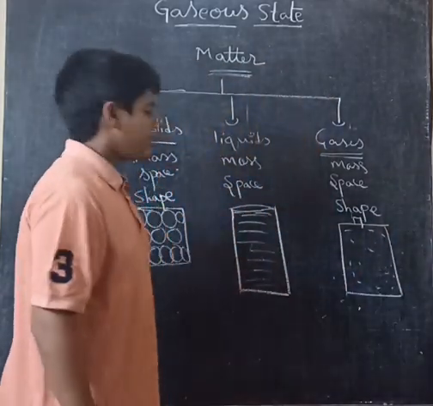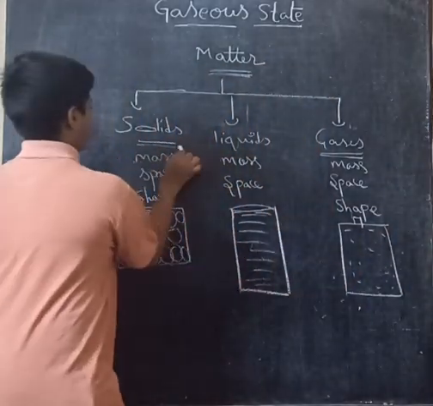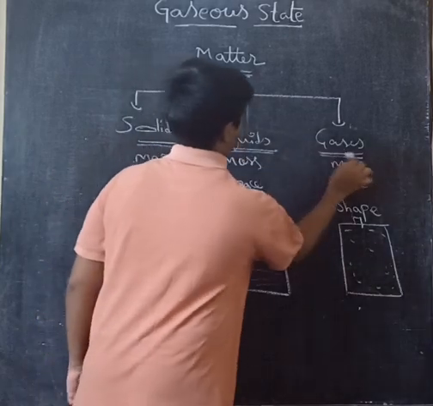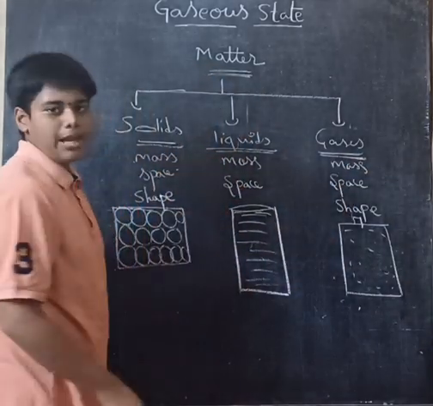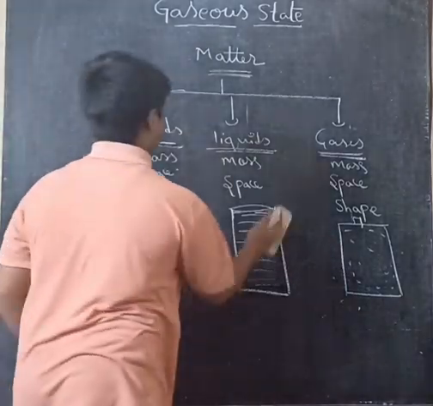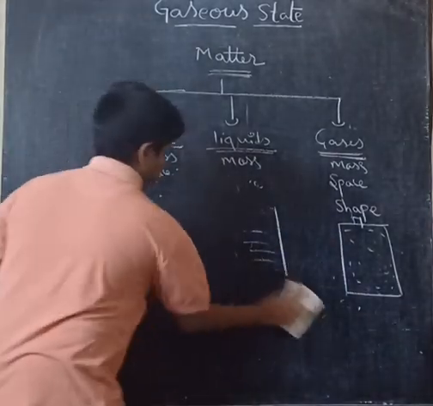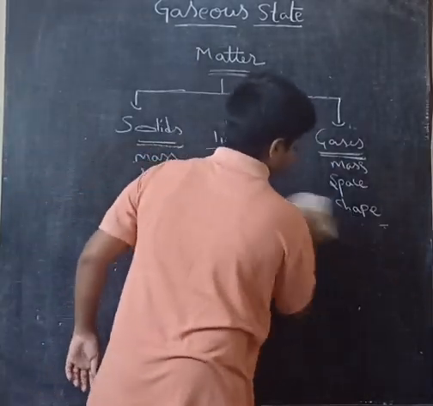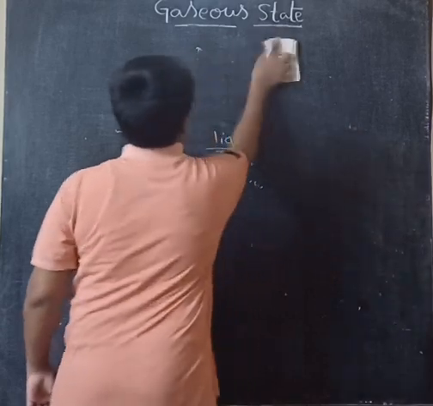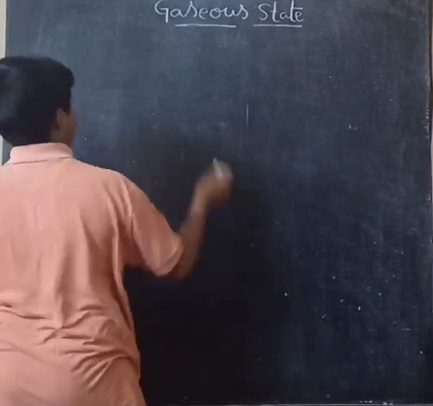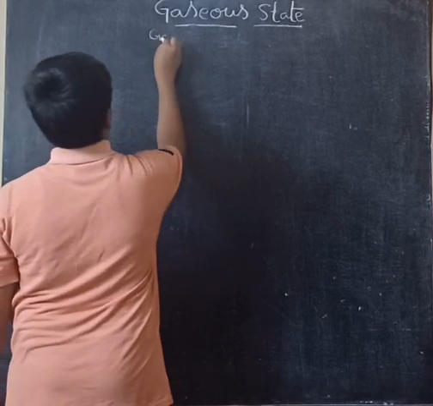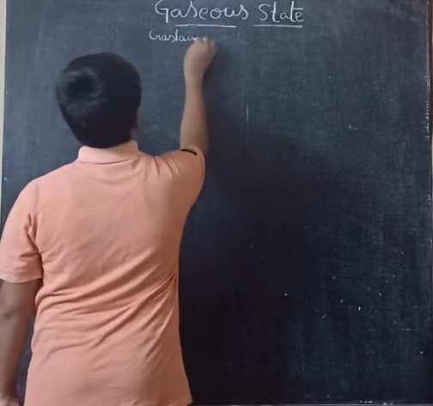So these are the three characteristics of matter, or three parts. Actually there are 5 parts, but we take only 3. And in this gaseous state we have to discuss the gas laws.